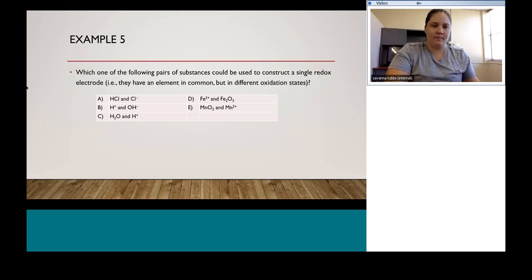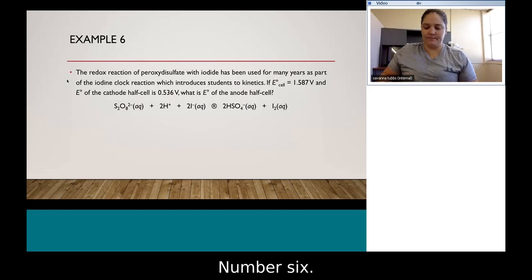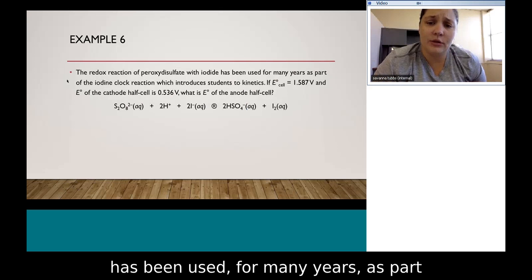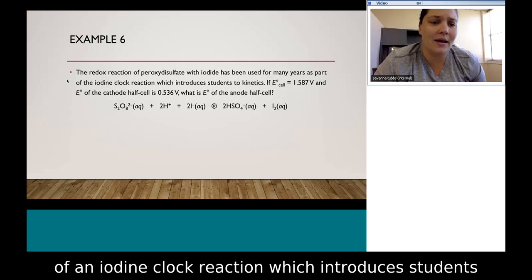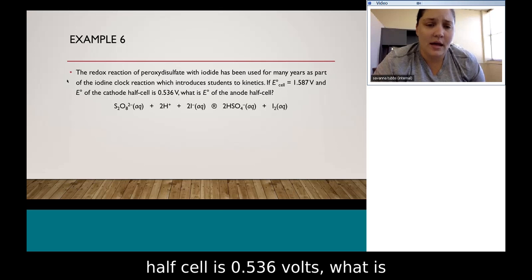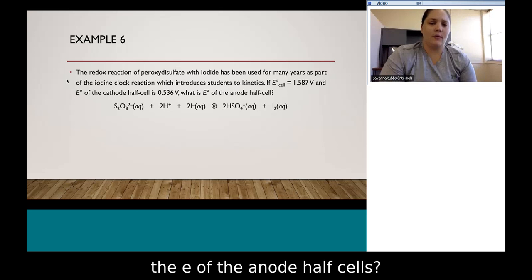Number 6. The redox reaction of peroxydisulfate with iodide has been used for many years as part of an iodine clock reaction, which introduces students to kinetics. If E naught cell equals 1.587 volts and E naught of the cathode half cell is 0.536 volts, what is the E of the anode half cell?